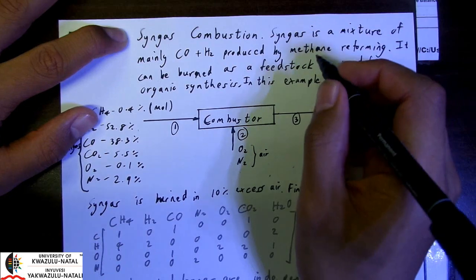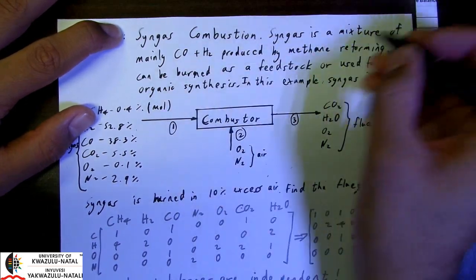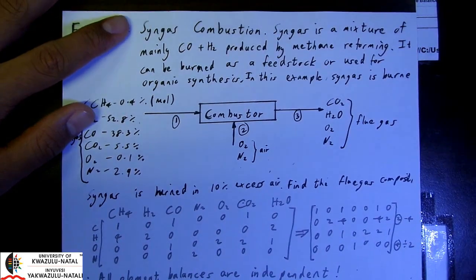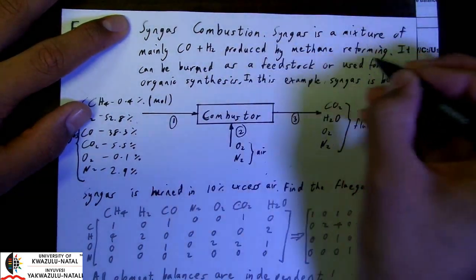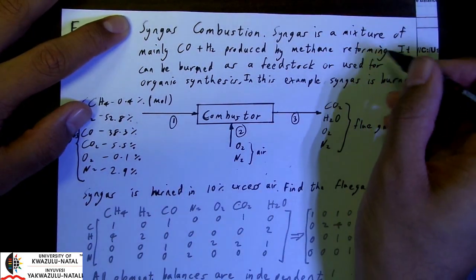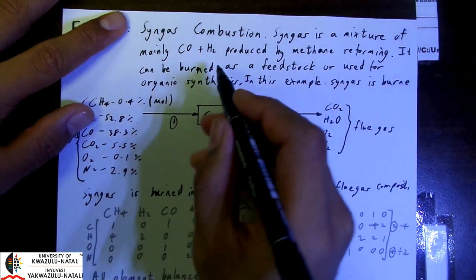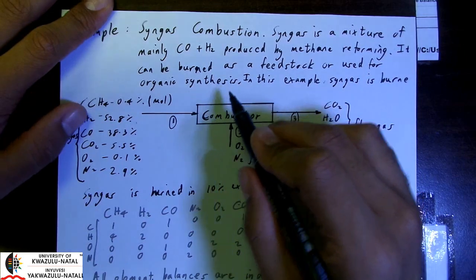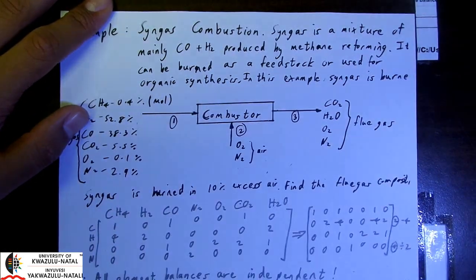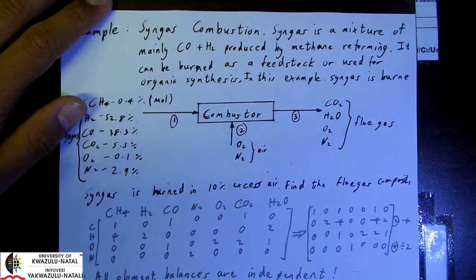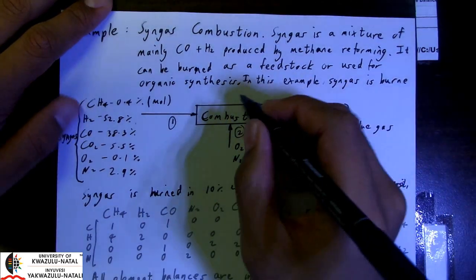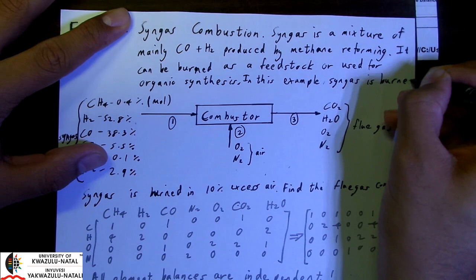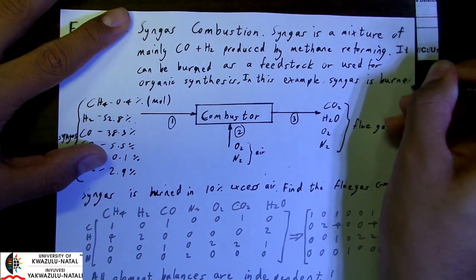It's not the same as natural gas. Okay, natural gas is typically a mixture of many hydrocarbons. So this is syngas, and our syngas can be burned as a feedstock, or it can be used for organic synthesis. In other words, chemical upgrading to produce different products such as polymers. Okay, so in this example, the syngas is being burned. Okay, and we have a combustor.